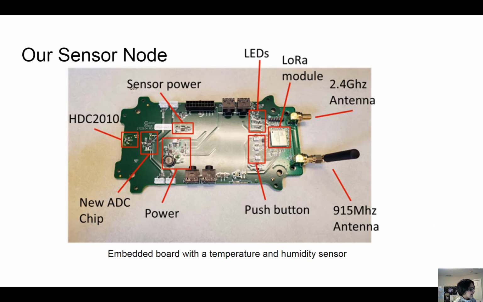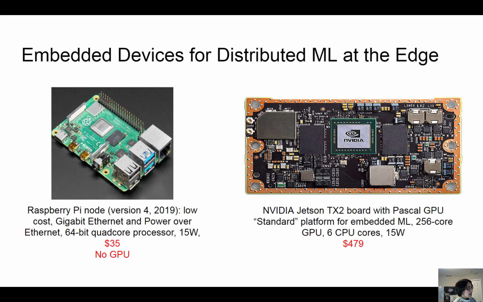So this is what our sensor node looks like. That HDC 2010 is our sensor. So this is an example of this embedded board with a temperature and a humidity sensor. And then you also saw the LoRa connection, the antenna at the top of the board. And these are embedded devices that we have used.